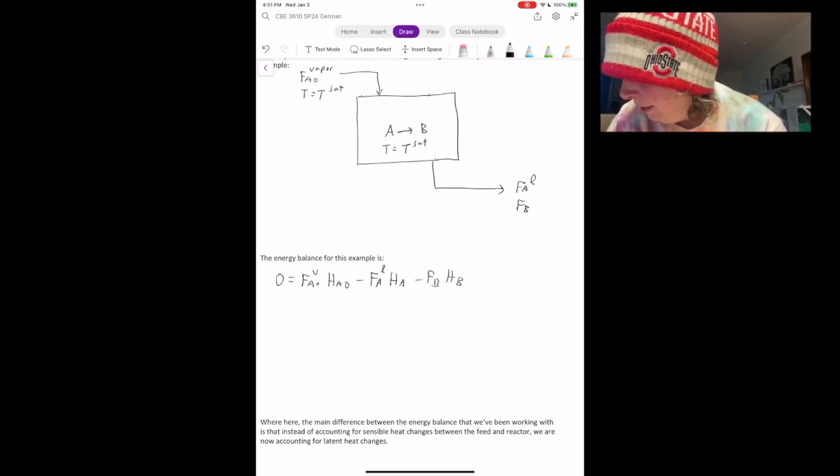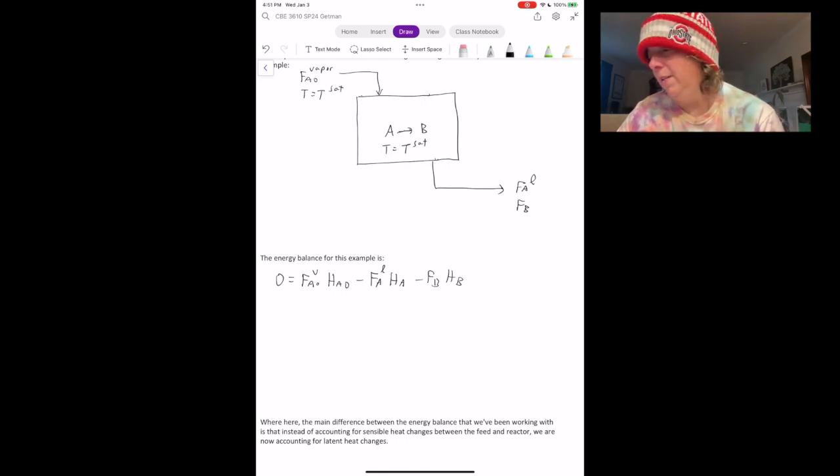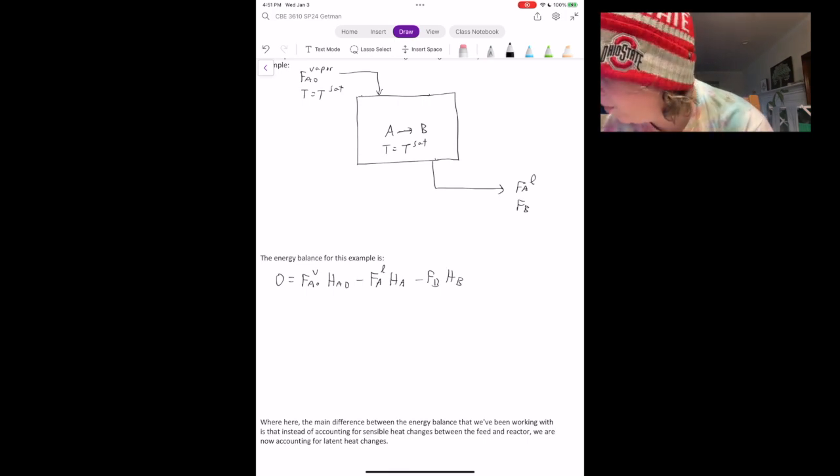I'm not going to add that in here, again, to focus on the latent heat part, which is what I want to illustrate here, but of course we could have a heat exchanger.